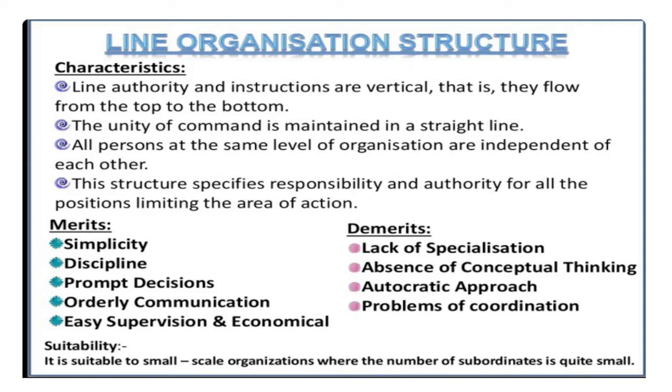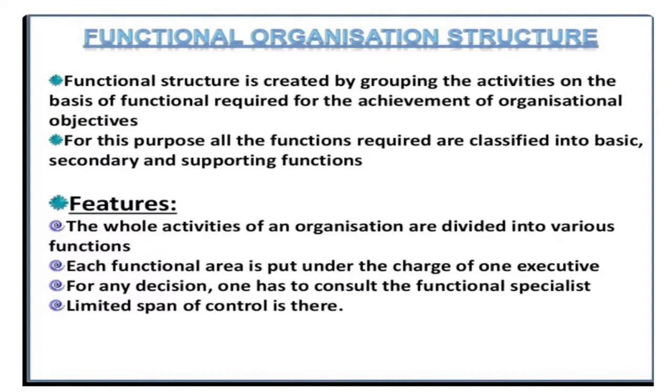Autocratic process means like a machine. Once you switch on the machine, it will take power and it will rotate unless you stop the power itself. That's all. Machinery, like machinery. Problems of coordination: people feel ego to respond to each other, and that is a possibility of lack of coordination. These are the characteristics, merits and demerits of line organization structure.